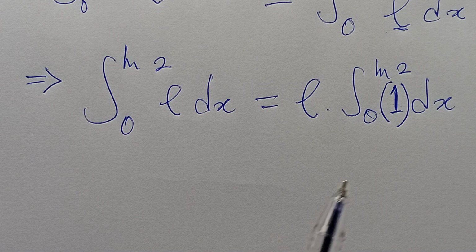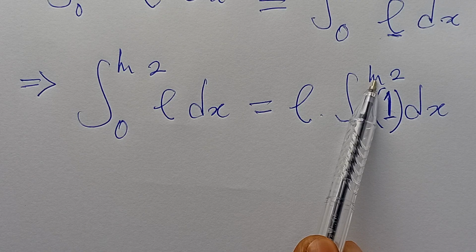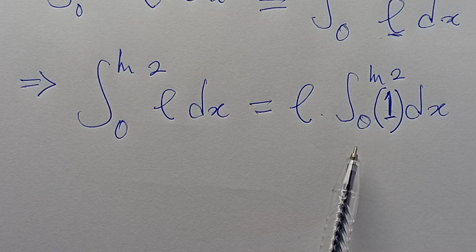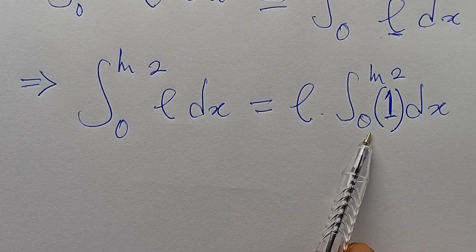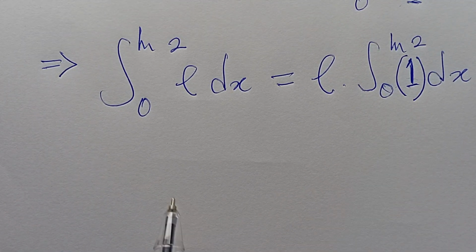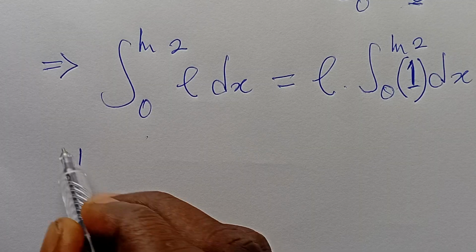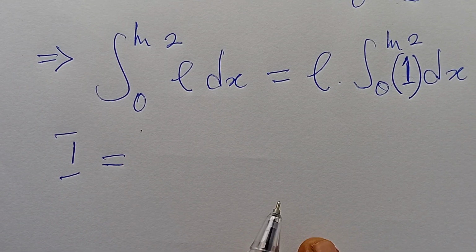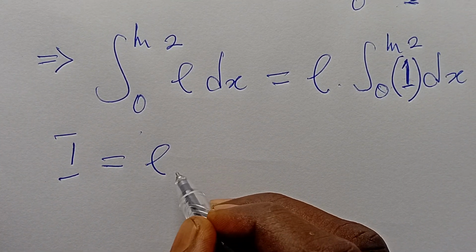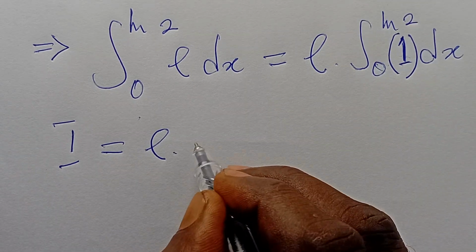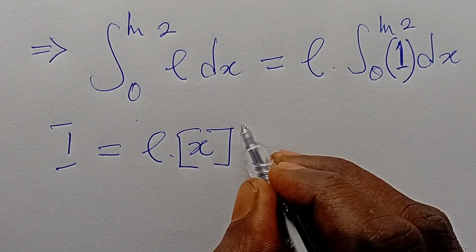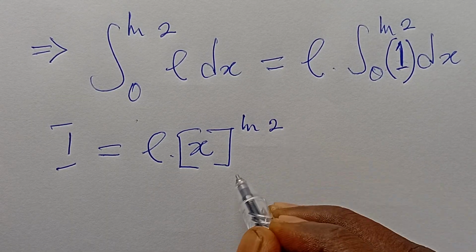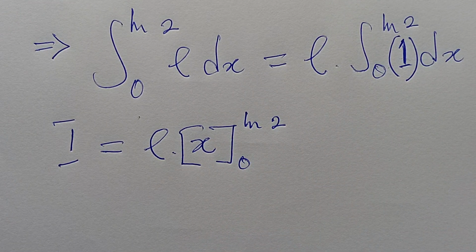But remember, here we have the limits, so we are given an upper limit and a lower limit. So let's go ahead and integrate this. If we integrate, we're going to have I, ignoring the constant of integration, equal to e times x. Let's put this in a square bracket with the upper limit ln of 2 and 0 as the lower limit.